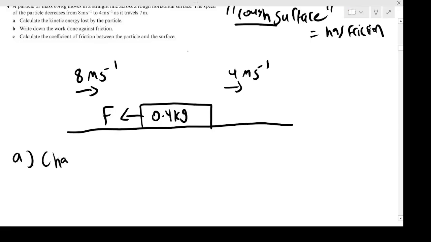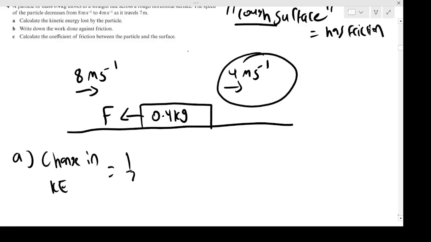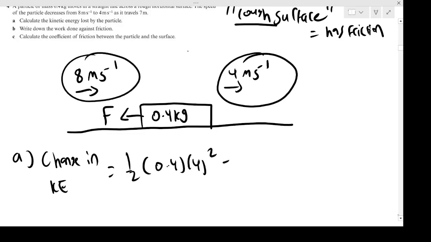So if we work out the change in kinetic energy, well, that's going to be the final kinetic energy, when the speed is 4. So half times the mass, 0.4, times 4 squared. Then I'm going to take that away from the initial, so half lots of 0.4 times 8 squared. Okay, we'll work that out. That's going to be minus 9.6.